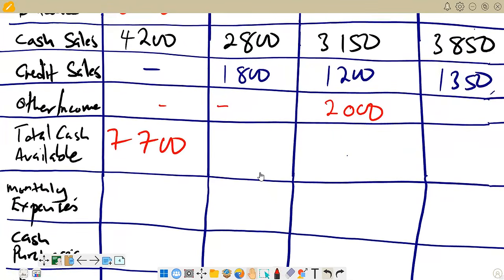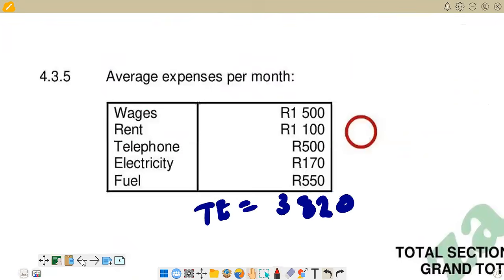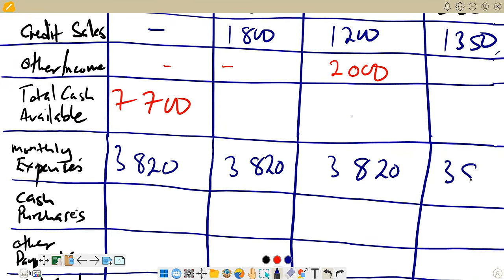Then we see we have got monthly expenses. That is the next one, monthly expenses. So if you go back there, we've got the table that we are given at the end of the question. This one is representing the monthly expenses, and we have got a fixed, constant figure that is going to apply to all months, 3,820. So we're going to enter that one in all months, 3,820. So we say here, we've got 3,820 is going to apply throughout. And then 3,820 also. So that's what we have in terms of that one.